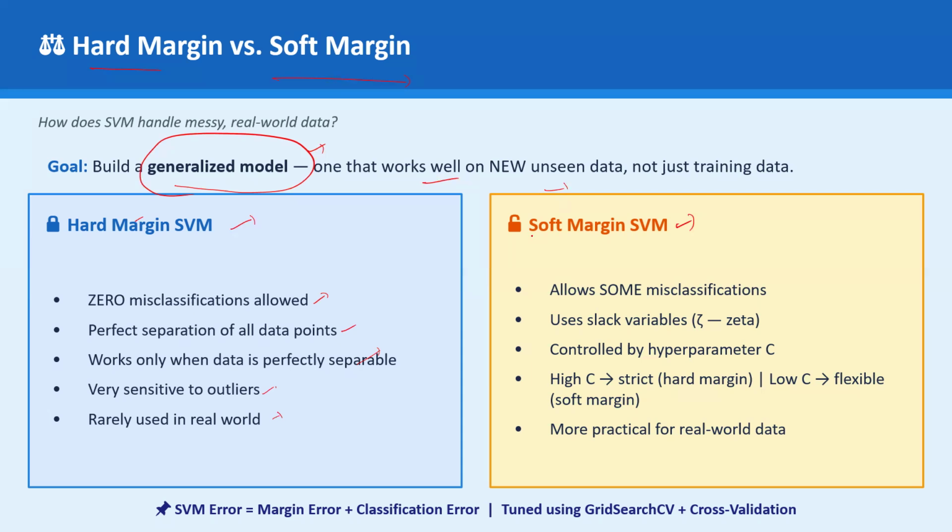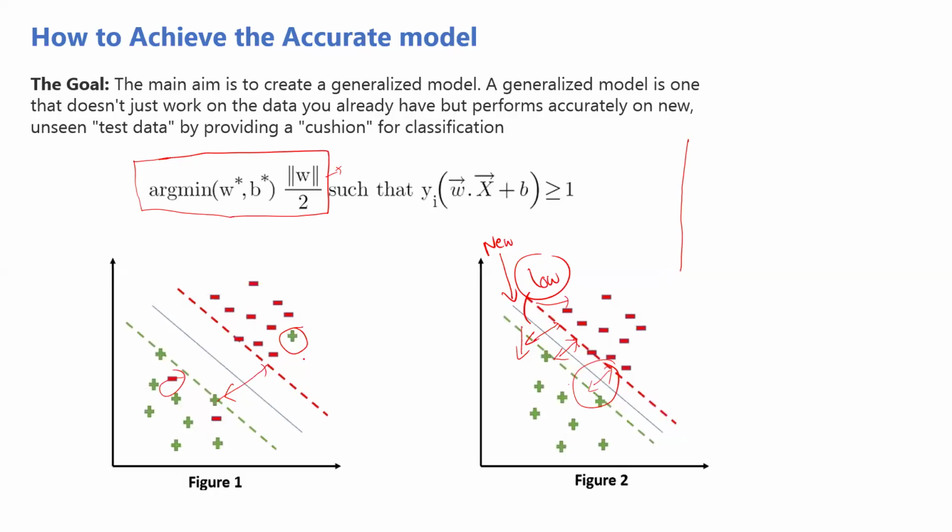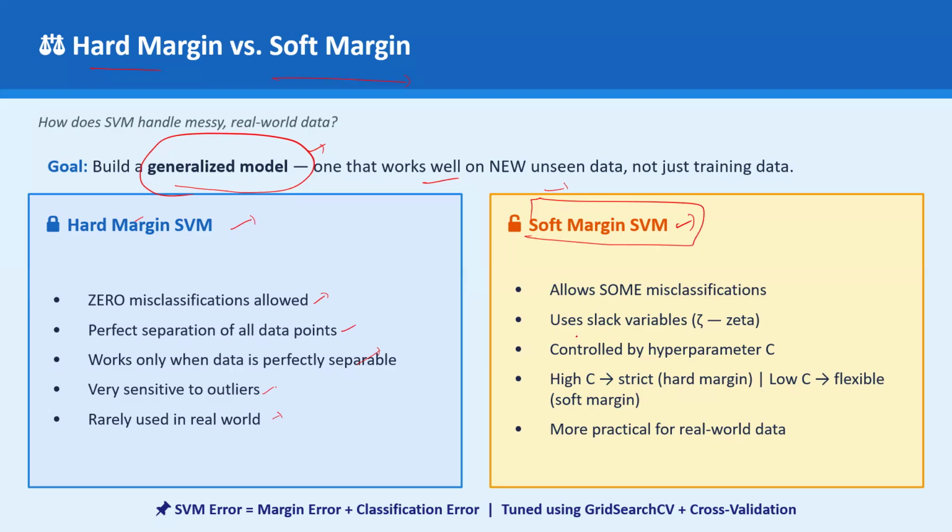People are using the soft margin, but how do we achieve this? Let's try to understand what it means. It allows misclassification, so negative class points entering the positive class and positive into negative, we are allowing that. We introduce a term zeta and control this zeta term using the hyperparameter C. If C is high, it is nothing but a hard margin.